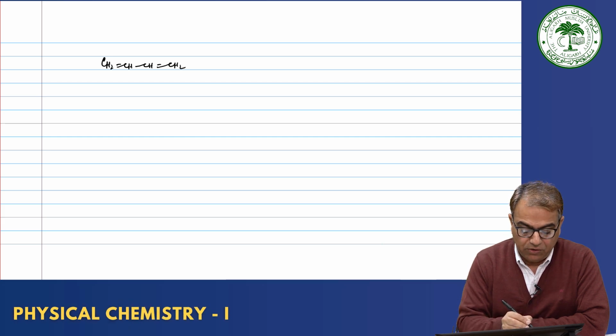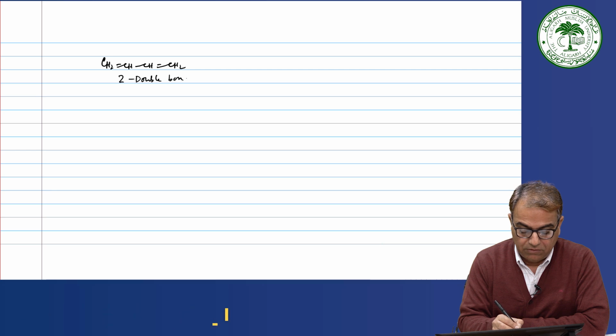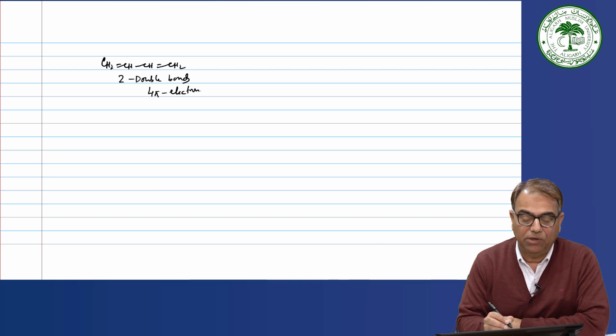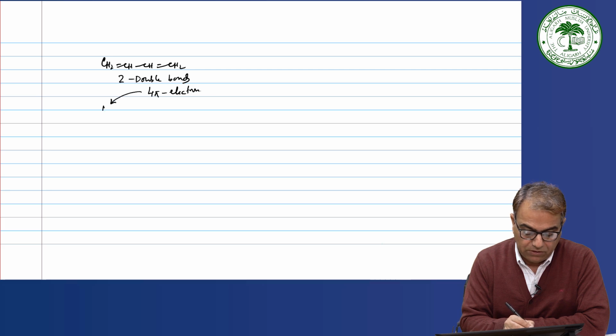In this particular molecule, you have four. This is butadiene. So, two double bonds you have. It means 4 pi electrons are present. And it's a linear molecule. Molecule can move along one dimension. So, these 4 pi electrons can move, moving in one dimension.